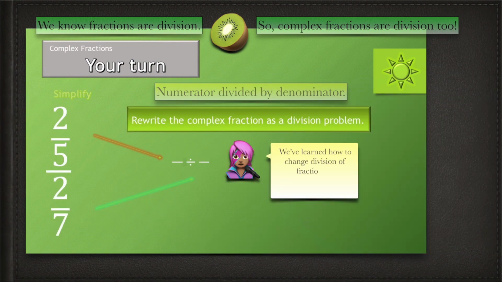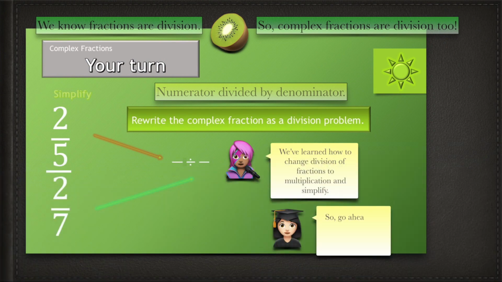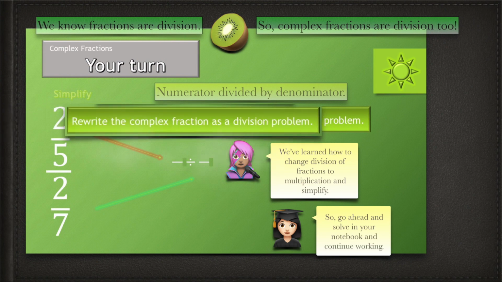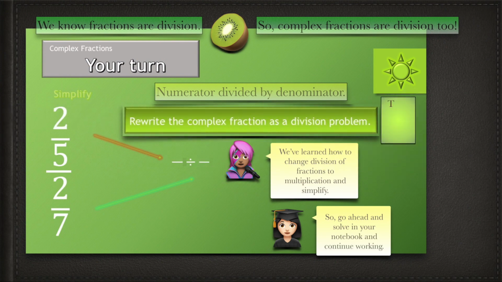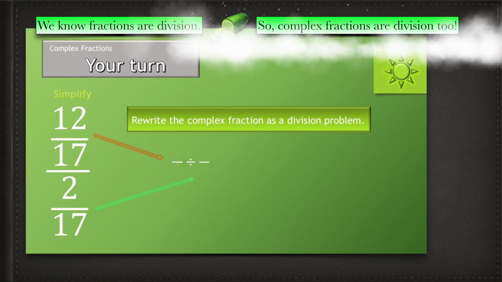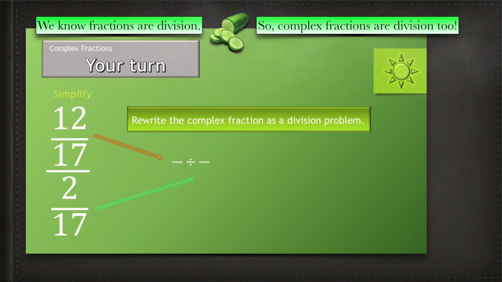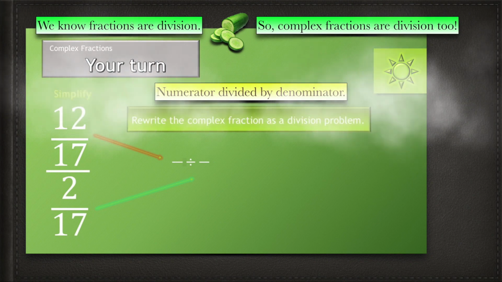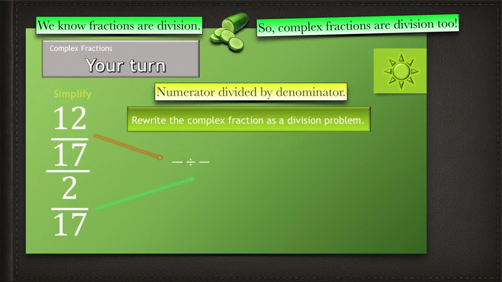We've learned how to change division of fractions to multiplication and simplify. So, go ahead and solve in your notebook and continue working. Rewrite that complex fraction. Solve and simplify. Another one with slightly bigger numbers. Use a calculator if needed for simplification at the end.